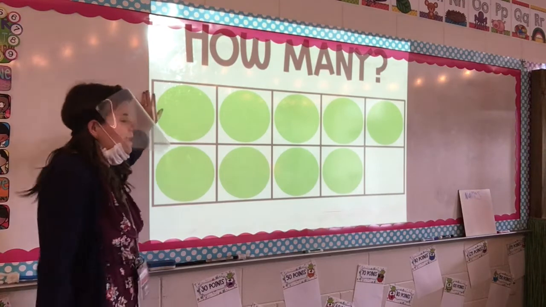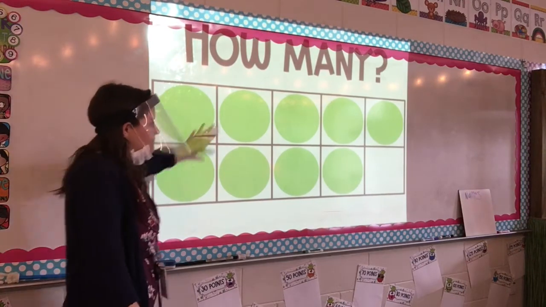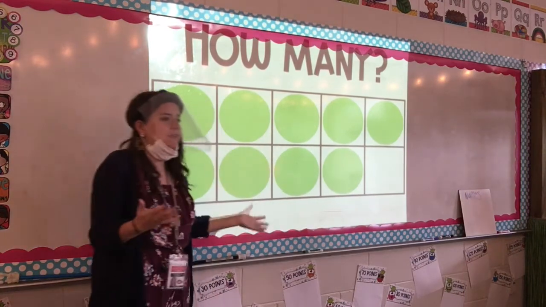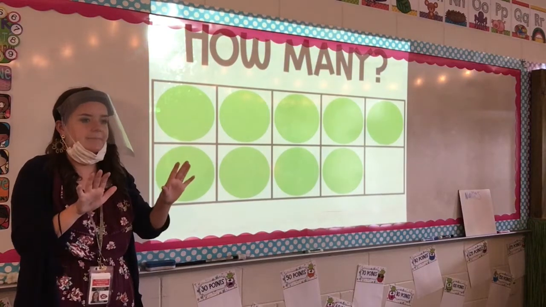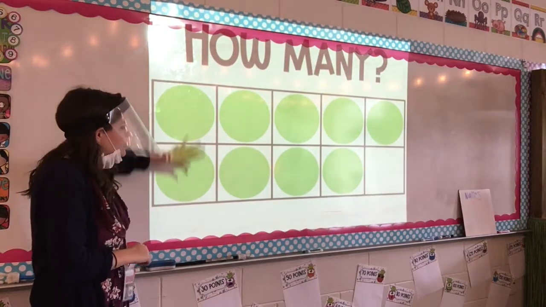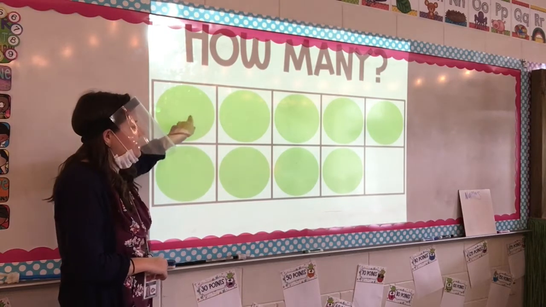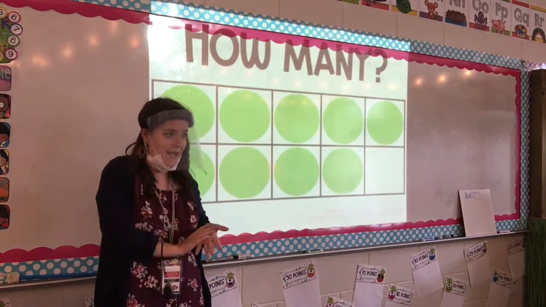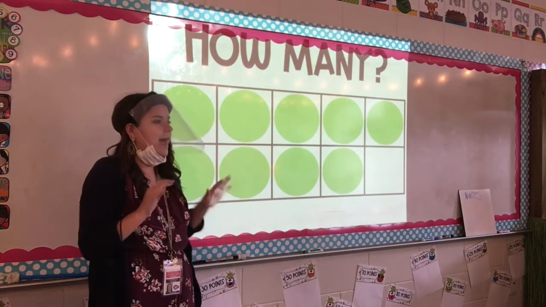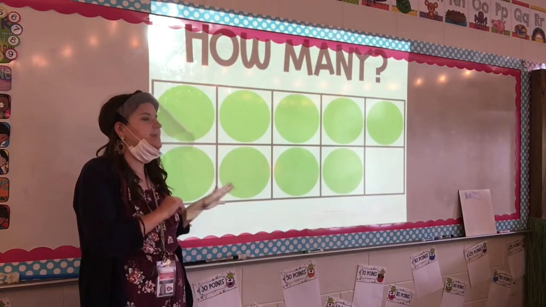First, I want you to look at this 10 frame. Do you see how we have these squares? We call this a 10 frame. That's because we have 10 boxes. Now look at these circles. Do we see a circle in every box? No. How many circles do you see?